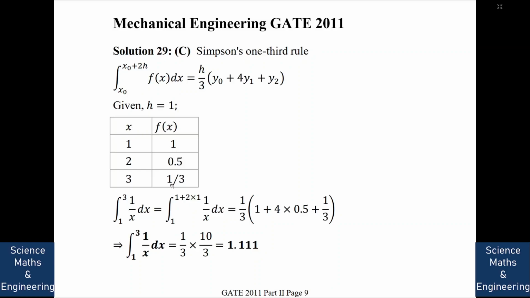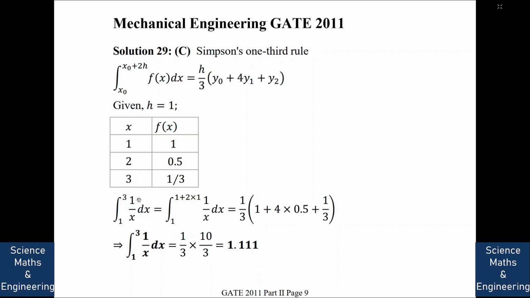Now we put it in a table. For x equal to 1, f(x) would be 1. For x equal to 2, f(x) is half. For x equal to 3, f(x) is 1 by 3. Means f(x) is what? f(x) is 1 by x, right? So for 1 it is 1, for 2 it is 1 by 2, that is 0.5, and for 3 it is 1 by 3.